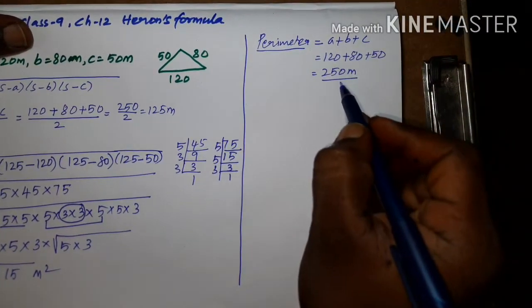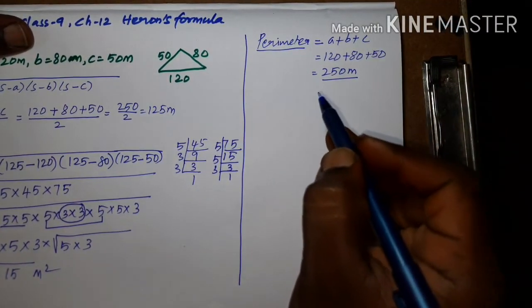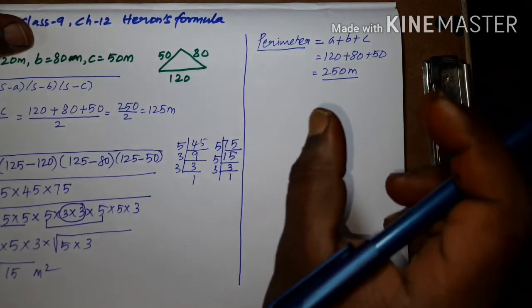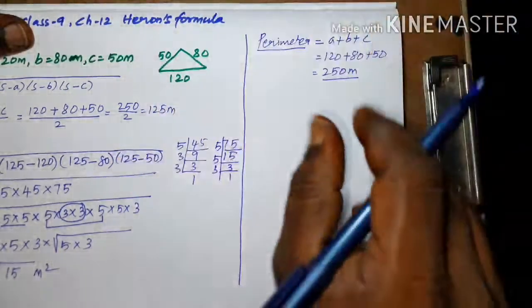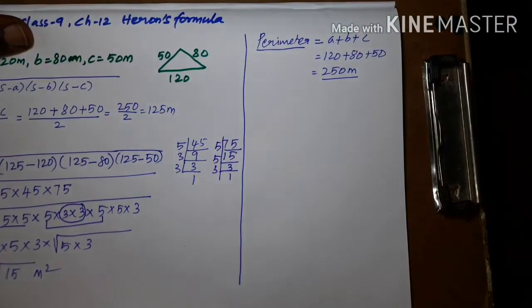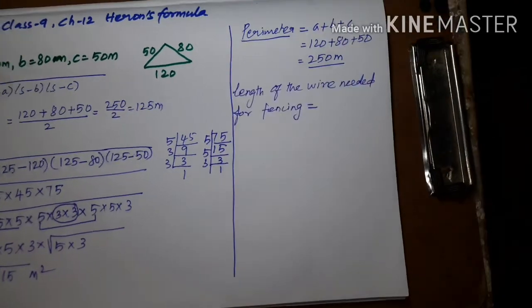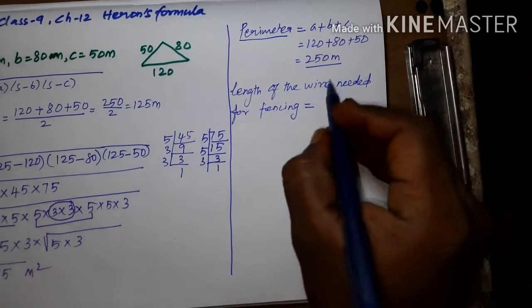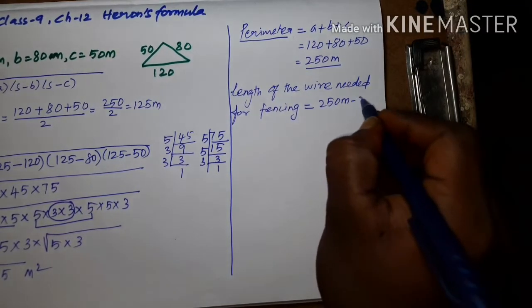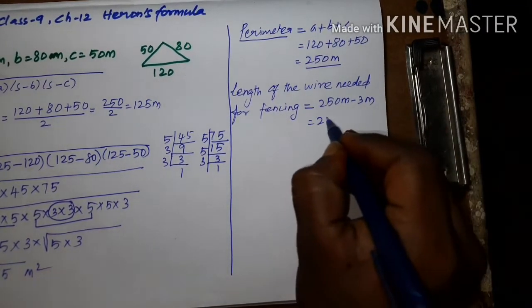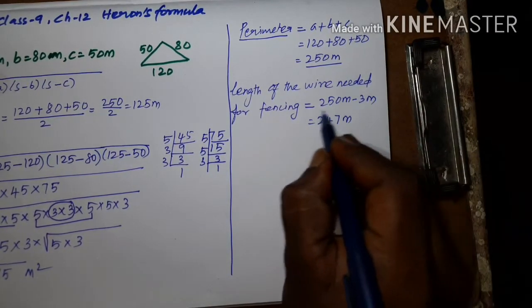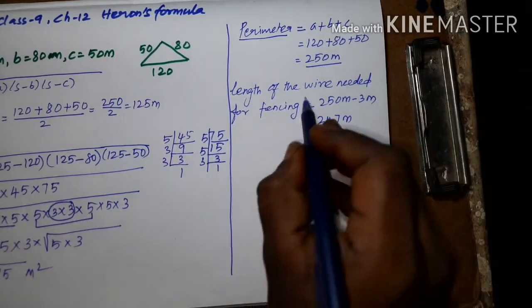In that perimeter, I need to subtract 3 meter. Why we need to subtract 3 meter means the 3 meter length we are going to use for making a gate. So from that, I'm going to subtract 3 meter. So now I'm going to subtract 3 meter from the 250 meter. So I will get the answer is equal to 247 meter, which is the required length to make the fencing by using that wire.